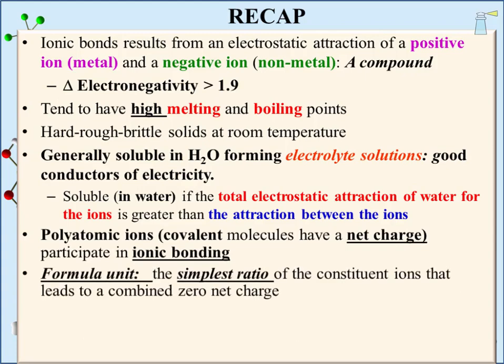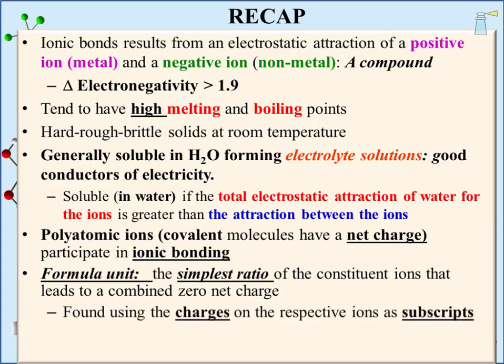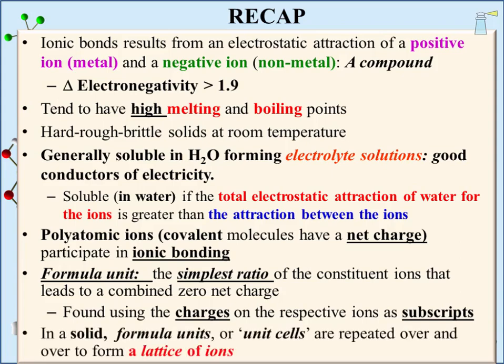The definition of formula unit is the simplest ratio of the constituent ions in a compound that leads to a combined 0 net charge. It can be found using the charges on the respective ions as subscripts. A little practice is needed to become comfortable with the process. Conversely, ion charge can be found from the formula unit using a reverse of the process. And finally, in a solid, formula units or unit cells are repeated over and over to form a lattice of ions. The electrostatic attraction of the ions is in all directions.